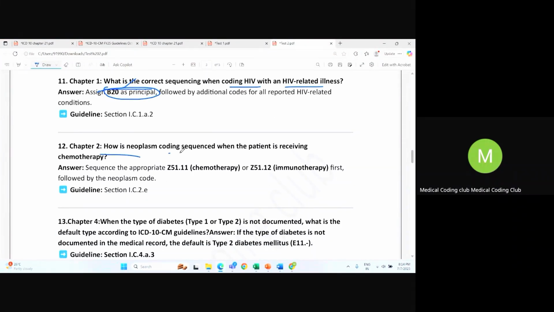How is neoplasm coding sequenced when the patient is receiving chemotherapy? The patient comes for a scheduled chemotherapy and has a neoplasm, suffering from some primary cancer. Today the patient came for scheduled chemotherapy. What is the guideline we have? Chemotherapy code first, ma'am, followed by the neoplasm code. Correct. First you will code the Z code and then you are going to code your neoplasm code.